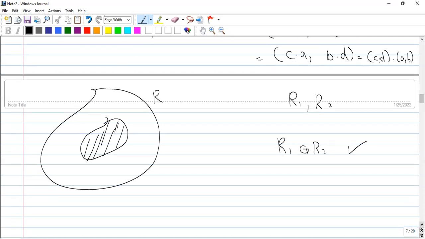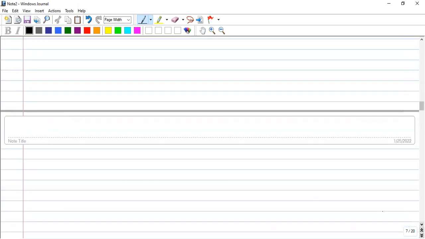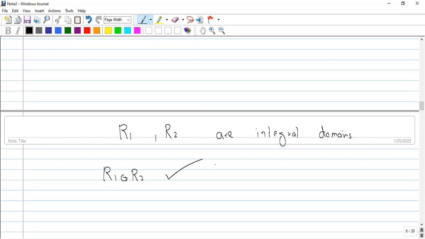Okay. Now what can you say about the integral domain? So let's say R1. So class, any problem? If R1 and R2 both are integral domains, if both are integral domains, so what can you say? Will R1 direct sum R2 also be an integral domain or not? This is the question.